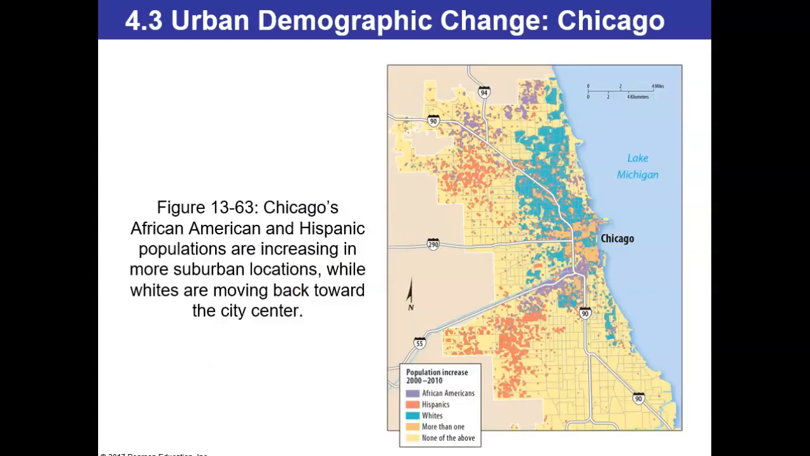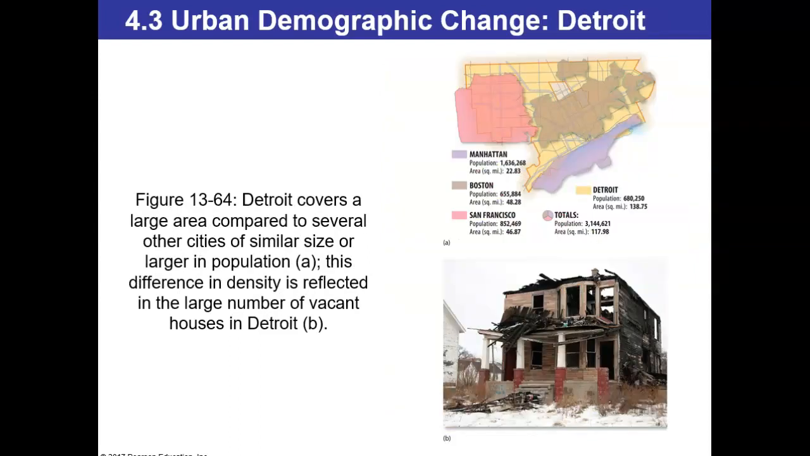Looking at figure 13-63, we can see Chicago's African American or Black and Hispanic populations are increasing in more suburban locations, while whites are moving back toward the inner city. Taking a look at figure 13-64, we see that Detroit covers a large area compared to several other cities of similar size or larger in population.